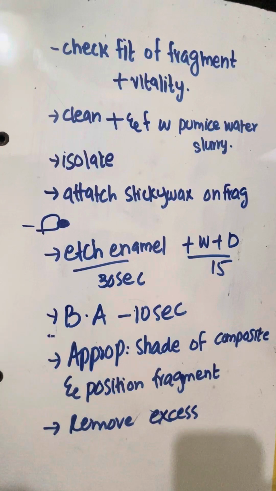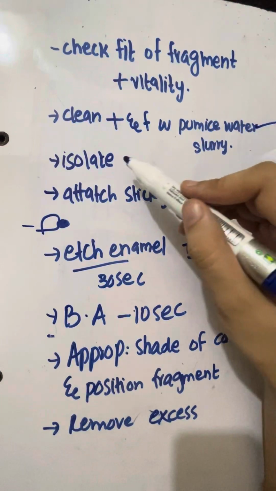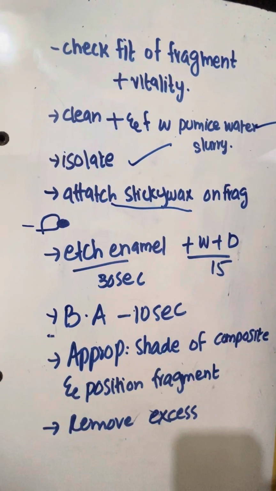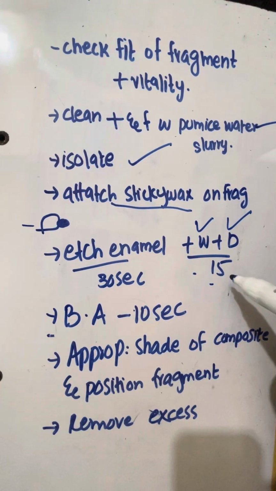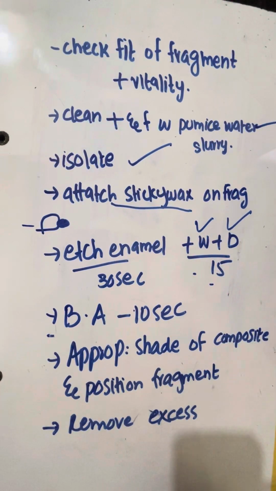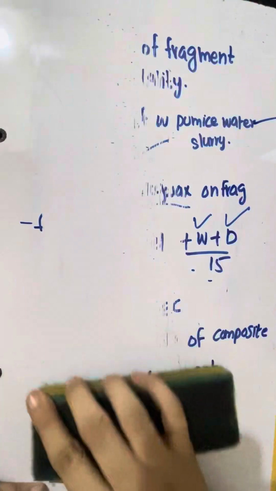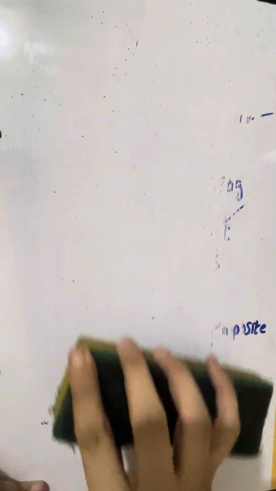At first you have to check the fit of the fragment and vitality, clean the fragment with pumice water slurry, isolate the tooth, attach the sticky wax on the fragment for proper handling, etch the enamel for 30 seconds, wash it and dry it for 15 seconds, then apply the bonding agent for 10 seconds and place the appropriate shade of composite and position the fragment and remove the excess material. This was the process for reattachment in the enamel dentine uncomplicated type of the fracture.